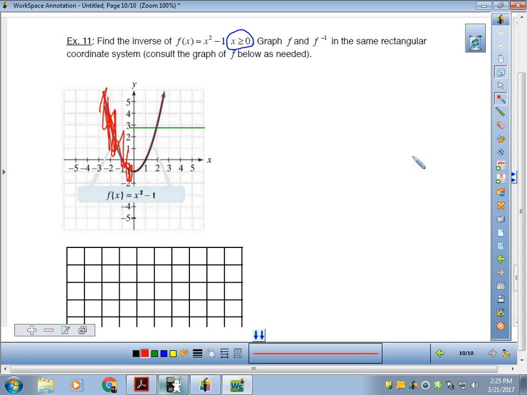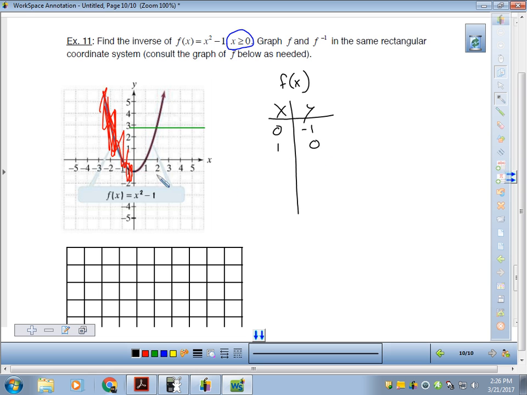So when we make our table of values for f of x, we're only going to use points that are on the right-hand side here. So my first point is this point here at 0, negative 1. My next point is at 1, 0. And then at 2, it looks like 3. Yeah, 2, 3. And then at 3, it's kind of off the graph. If I plug 3 into this equation, 3 squared is 9, and 9 minus 1 is 8. So it would get 3, 8.